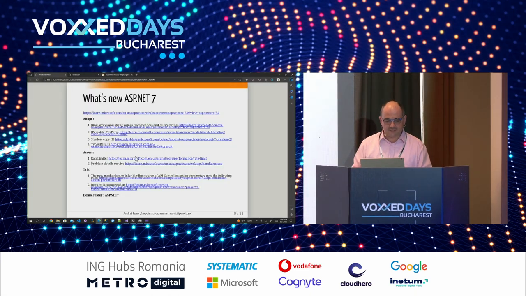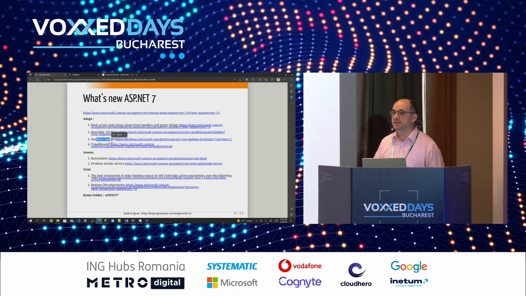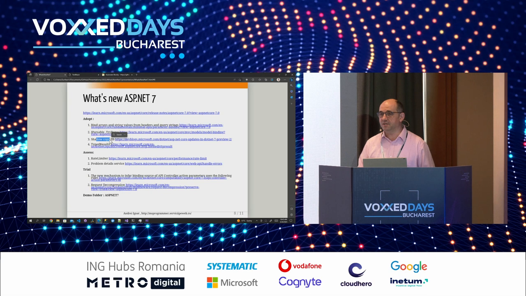Okay, I have 15 minutes. So we have something like shadow copy IIS. That means that you can replace a site in production. Never tried, but they said so. I'm not so fond. And we have something that is iParsable tryParse.